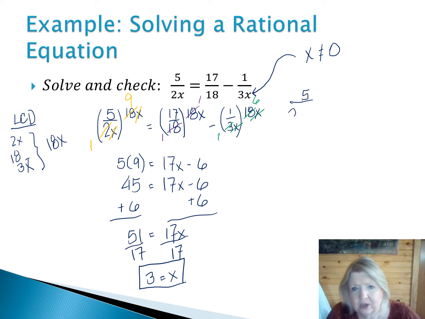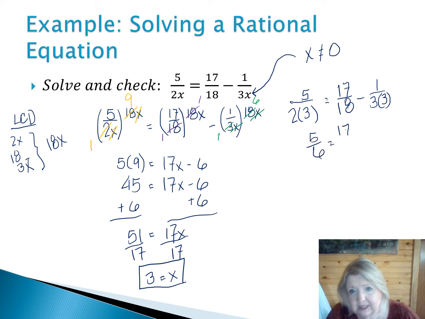So 5 over 2 times 3 equals 17 over 18 minus 1 over 3 times 3. So this is 5/6 equals 17/18 minus 1/9. 1/9 is 2/18. Write that in so you don't lose it. 1/9 is 2/18. So I'm saying 5/6 is 17/18 minus 2/18, which is 15/18.